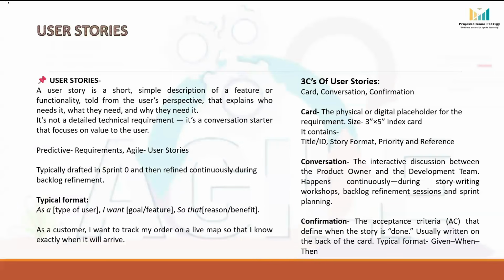So, in short, the first C is the card, which is a placeholder, the second C, conversation, builds shared understanding, and the confirmation ensures the story is testable and complete. So that's how user stories turn from just a sentence into a powerful tool for delivering real value in agile projects.